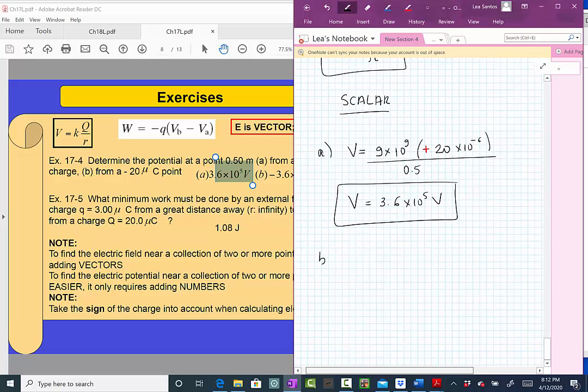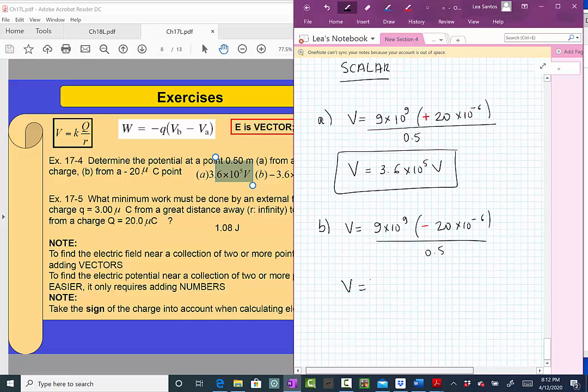What do we get for the negative charge? Well, it's again the same thing, 9 times 10 to the 9. Now careful, negative charge, we do care about the sign, we put it here. And then the rest is the same. And we have also the distance, and we are going to get the same number, but careful, we have to remember to put here this minus sign. So the potential for the negative charge is going to be minus 3.6 times 10 to the 5 volts.